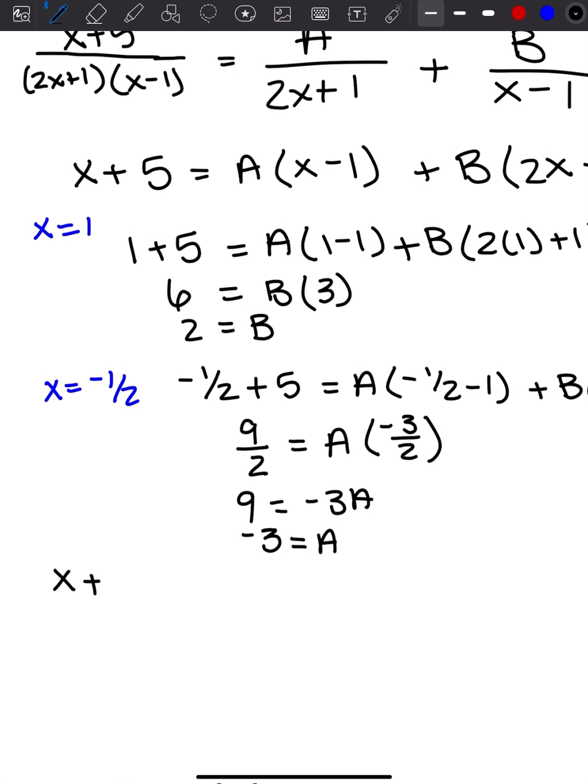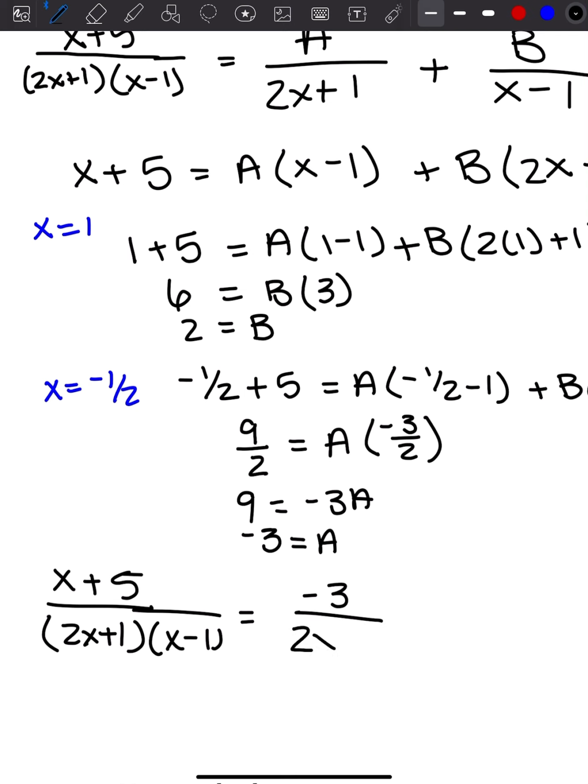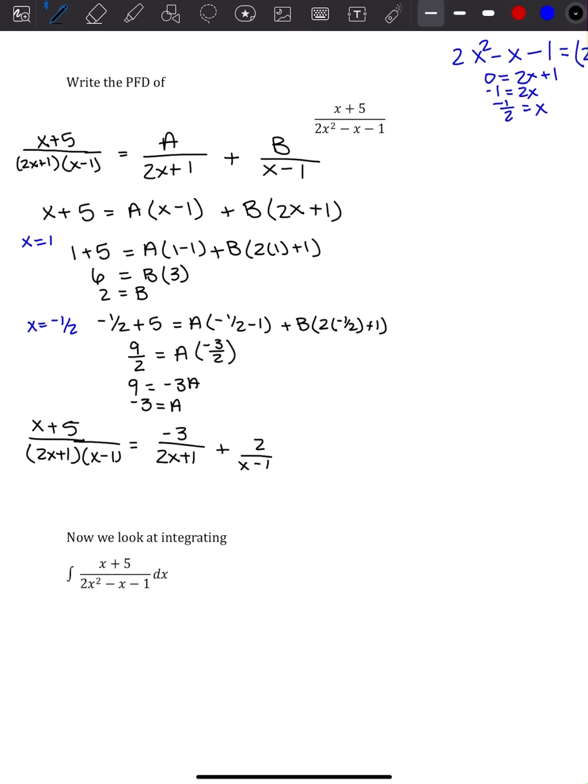Then I take my fractions and I rewrite them. So x plus 5 over 2x plus 1 times x minus 1 is A, which is -3, divided by 2x plus 1 plus B, 2, over x minus 1. So when I do this partial fraction decomposition, I get that our original fraction is equal to -3 divided by 2x plus 1 plus another fraction of 2 divided by x minus 1. So we're going to take a second and now look at the integral.